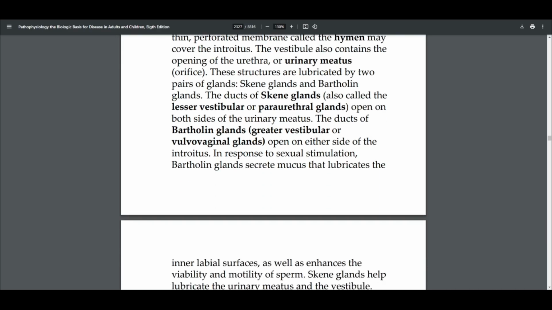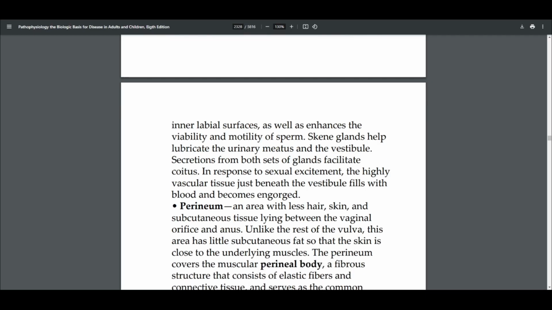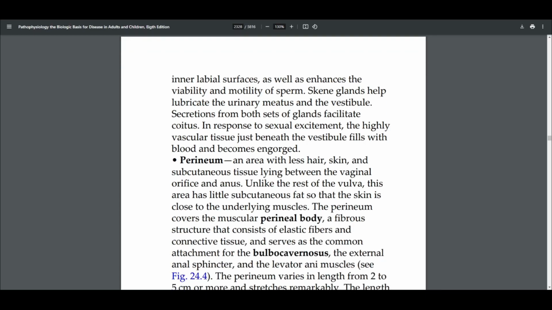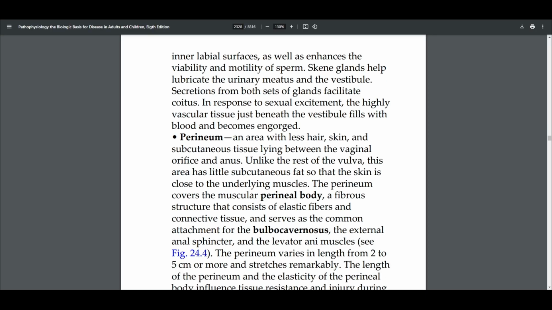In response to sexual stimulation, Bartholin glands secrete mucus that lubricates the inner labia surfaces, as well as enhances the viability and motility of sperm. Skene glands help lubricate the urinary meatus and vestibule. Secretions from both sets of glands facilitate coitus. In response to sexual excitement, the highly vascular tissue just beneath the vestibule fills with blood and becomes engorged.